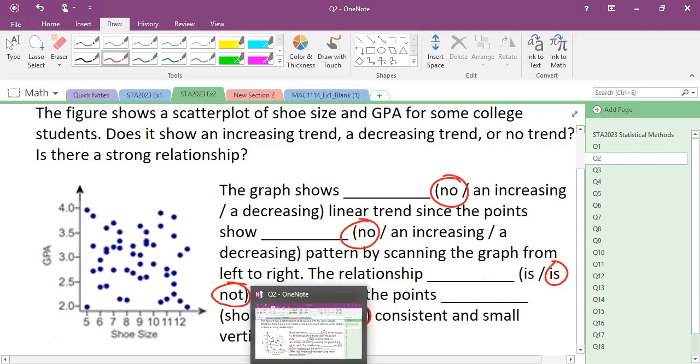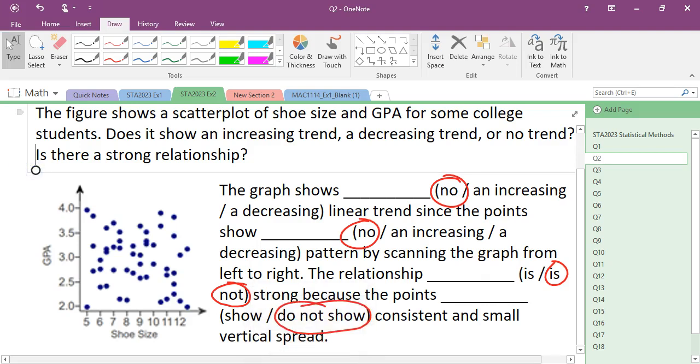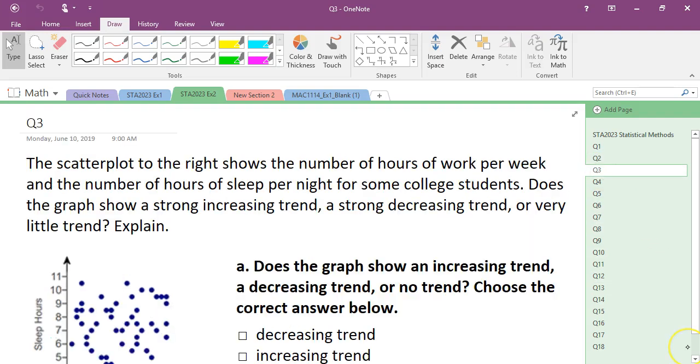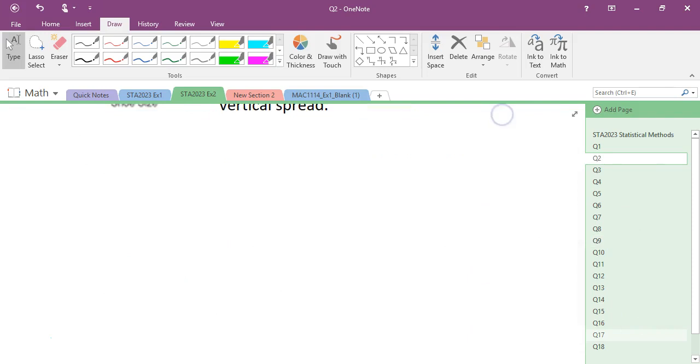I mean, the moment you start answering no, everything else along the lines pretty much becomes no. Okay, so no trend means that there's no pattern. Not a strong relationship means that there is no consistency and no small vertical spread. Okay. Well, let me make sure there wasn't another question attached onto this one. I think that was it.